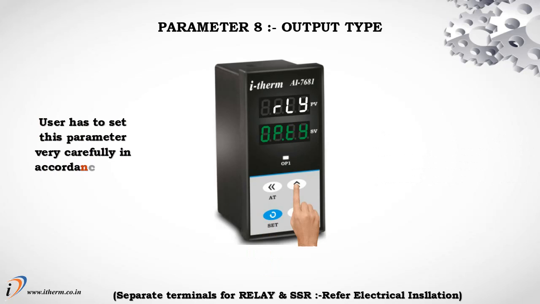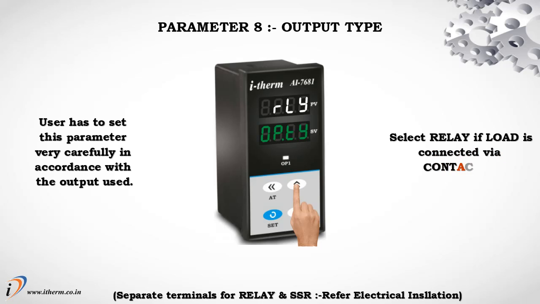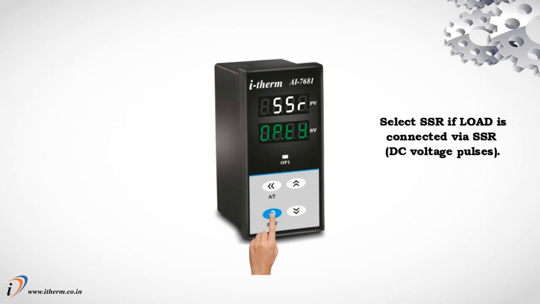Parameter 8, output type. User has to set this parameter very carefully in accordance with the output used. Select relay if load is connected via contactor. Select SSR if load is connected via SSR.